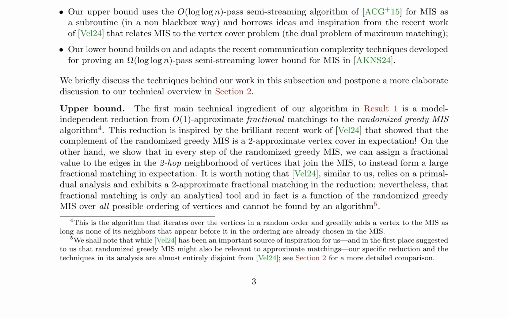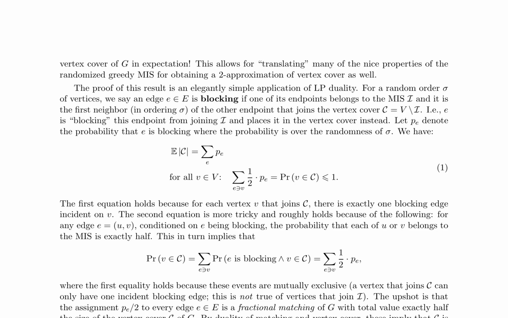The algorithm's first main technical ingredient is a model-independent reduction from O(1) approximate fractional matchings to the randomized greedy MIS algorithm, inspired by the work of Veld 24. The second main technical ingredient is a partial implementation of this reduction in O(log log n) passes of dynamic streams, relying on the semistreaming implementation of the randomized greedy MIS in O(log log n) passes by ACG+15.